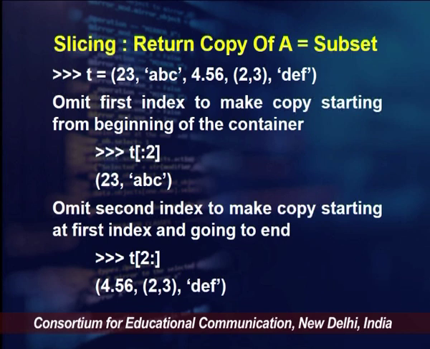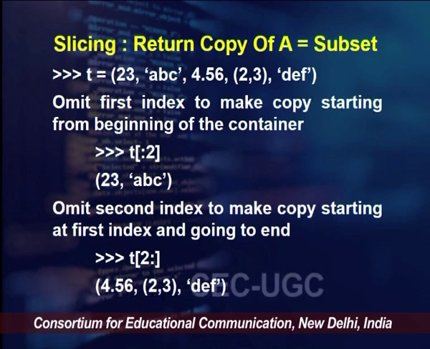If you want to omit the second index to make a copy starting at the first index and going to the end, then you will write 2 :. When you write 2 :, it will start from 2 and go to the end.